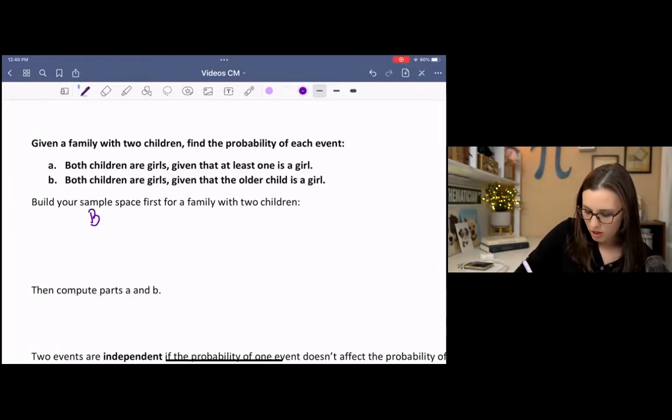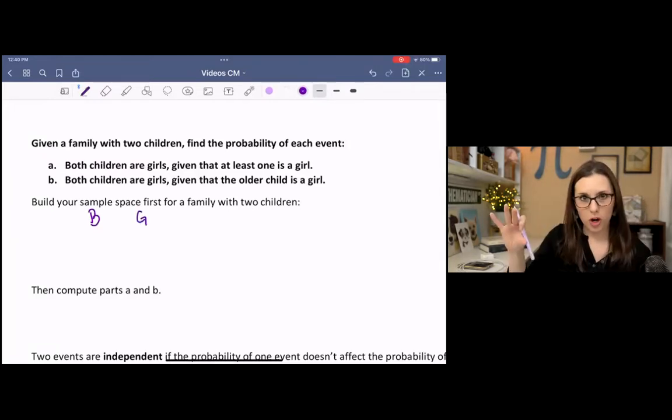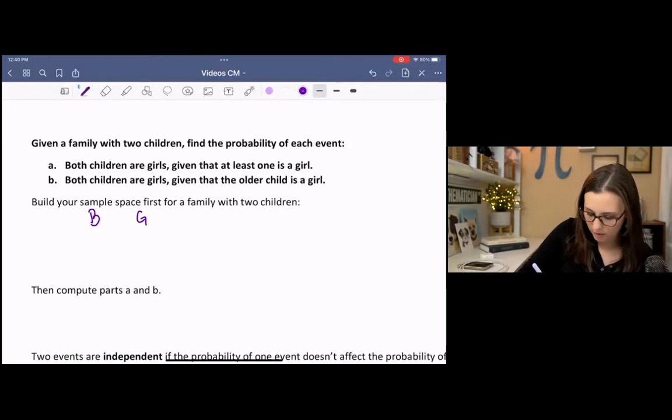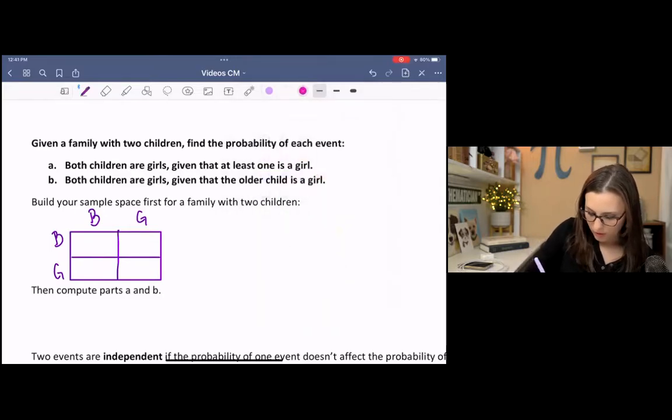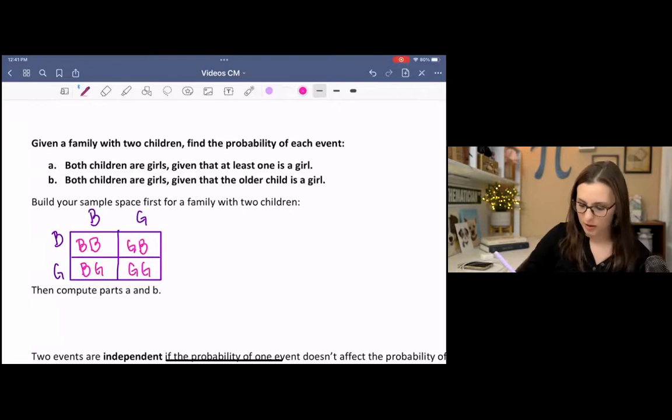We have boy, girl as the options for the first child. And then for the second child, we have boy, girl again. And then I'm going to fill out this product table. I've got boy, boy, then boy, girl, then girl, boy, then girl, girl. So that's my sample space: boy boy, boy girl, girl boy, girl girl.